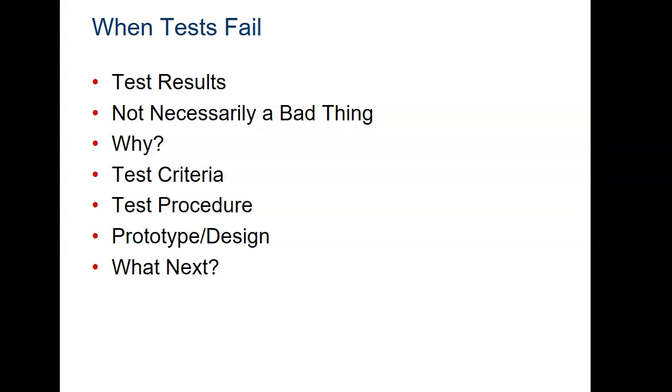So this is going to be a little bit looking ahead, but whenever we do these tests on your parameters, sometimes your tests are not going to come out. So we need to talk about test results, and that if things fail, then we need to discuss why that's not necessarily a bad thing, and think about criteria, procedures, and what this implies for your prototype and design, and what do you do if your test fails.